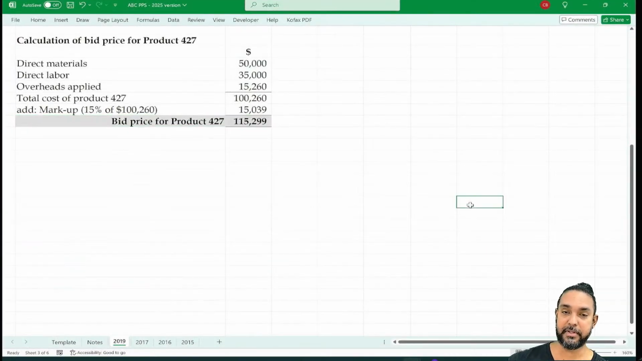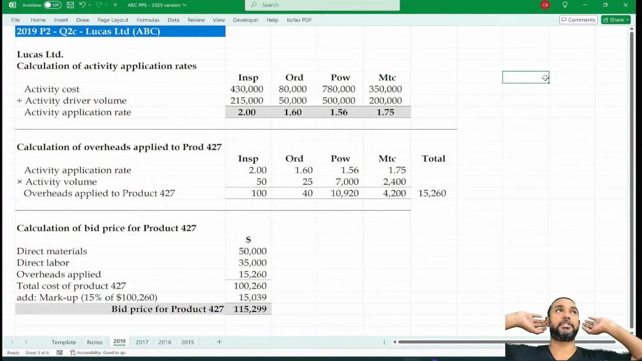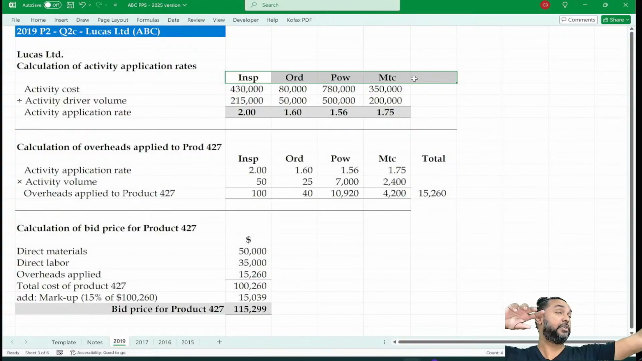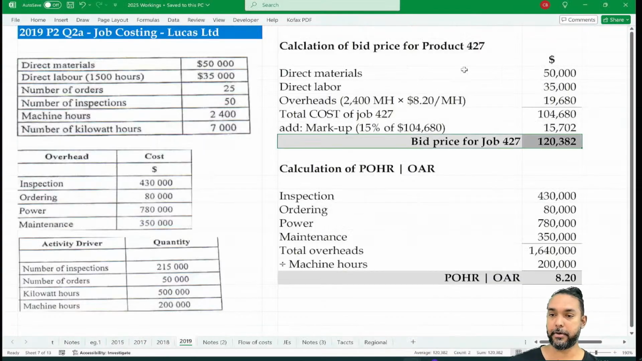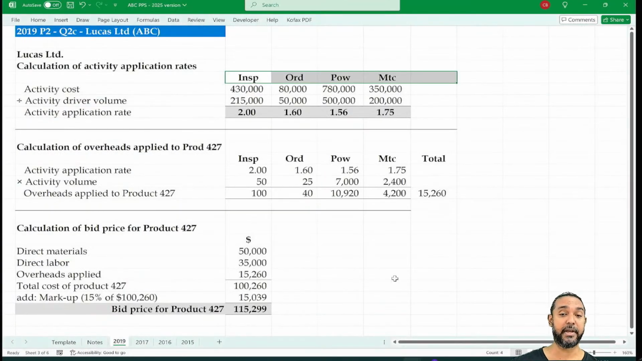So activity-based costing, like I said, breaks up the overhead cost pool. It's a pool of costs. In this case, as we saw, there were 4 costs which we pooled together, right? And in traditional costing, we pooled them together, we got the total, and we divided that by what we assumed was the cost driver for all of them. We got one application rate, which we then applied, which gave us 19,680 in applied overheads, right?